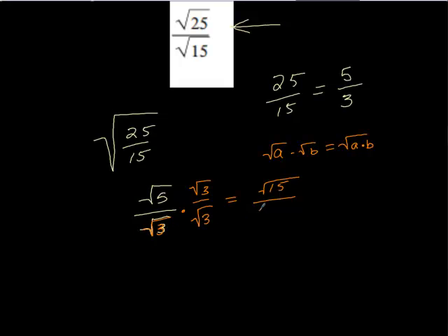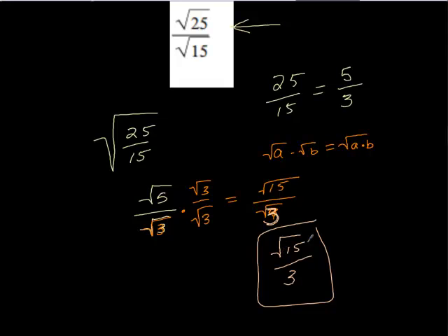3 times 3 is 9. Square root of 9 is 3, so this thing cleans up really nicely. So our simplified answer is square root 15 over 3, right? Check this out again, super important to remember. You're allowed to have a radical in the numerator, but not in the denominator. It's called curing the denominator. So we cured the denominator.